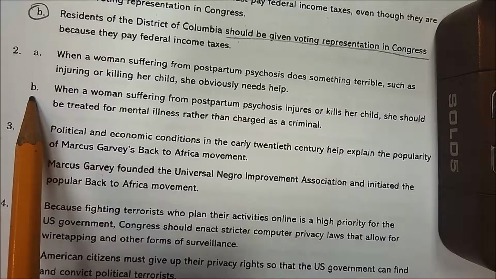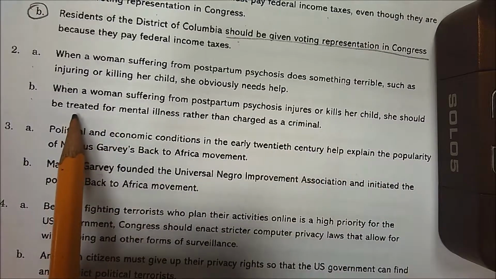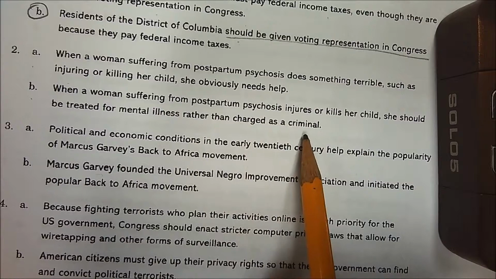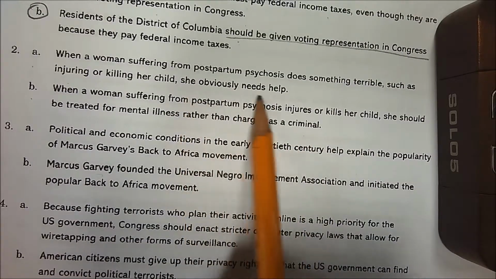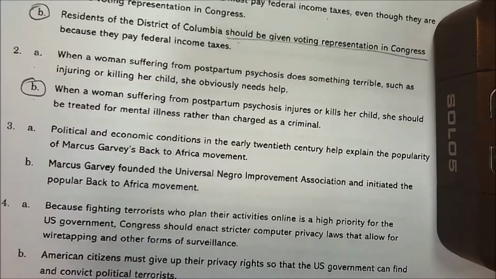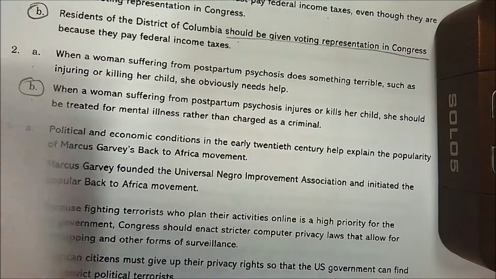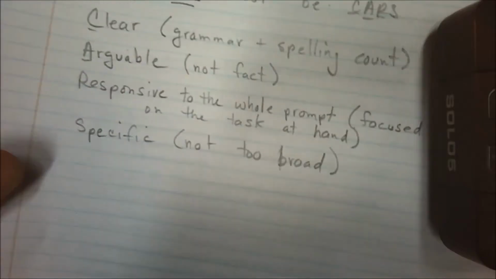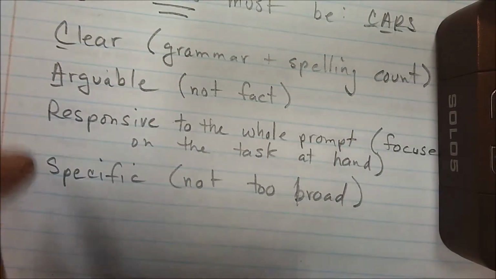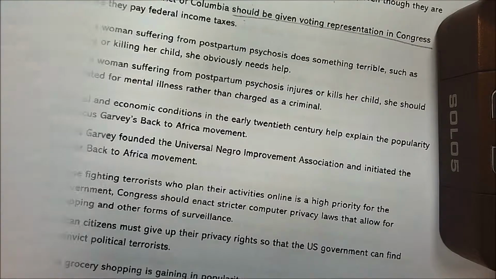This one makes a clear and focused assertion that can be argued in the paper. The other one is a little too vague. It's not specific enough. So this one says she should be treated for mental illness rather than charged as a criminal. The other one is just too broad, too general. So this would be the one. Because remember, even though the first one was arguable, this one is specific and arguable and clear and probably responsive to the prompt.